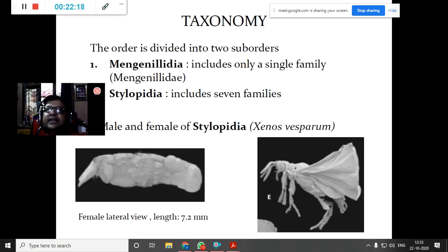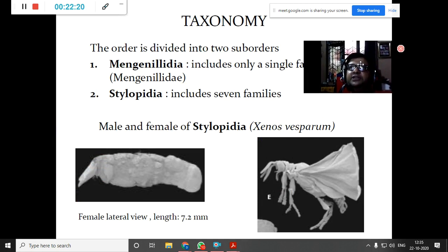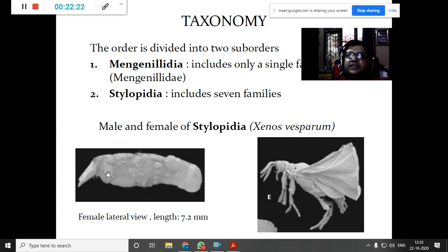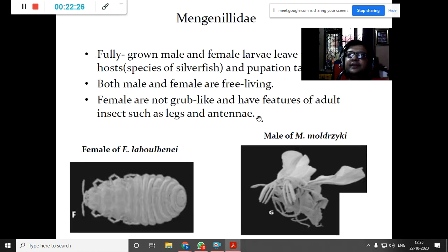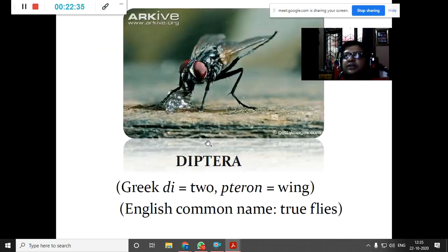Now if you look at the taxonomy, you don't need to go much into details of this. Just this is how they look as endoparasites. These are all the species examples of this particular order.